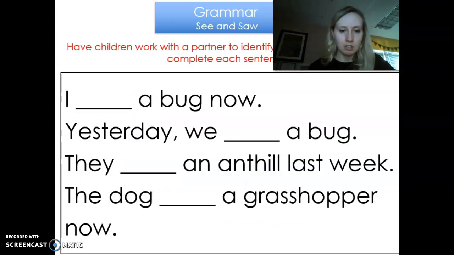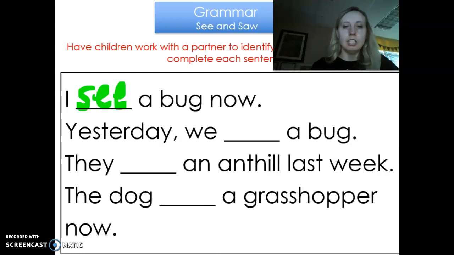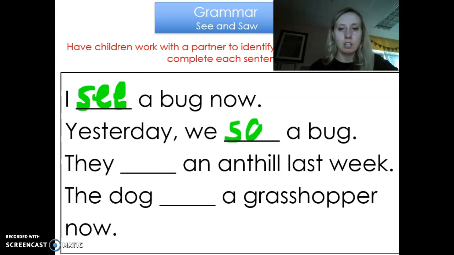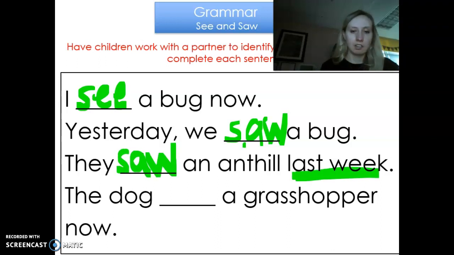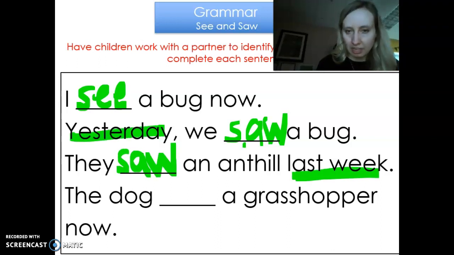Okay, so let's look at these. I see a bug now, or I saw a bug now. It'd be see. We use see when it's happening now. Yesterday we see a bug or saw a bug. It would be saw, because that's in the past. They blank an anthill last week. Well, that's in the past, so we'd say they saw an anthill last week. This was yesterday, and then this is now.